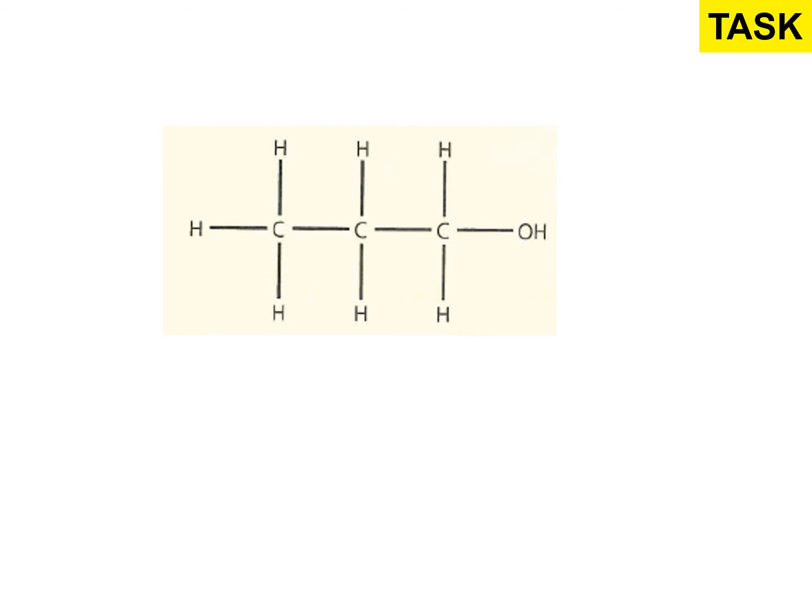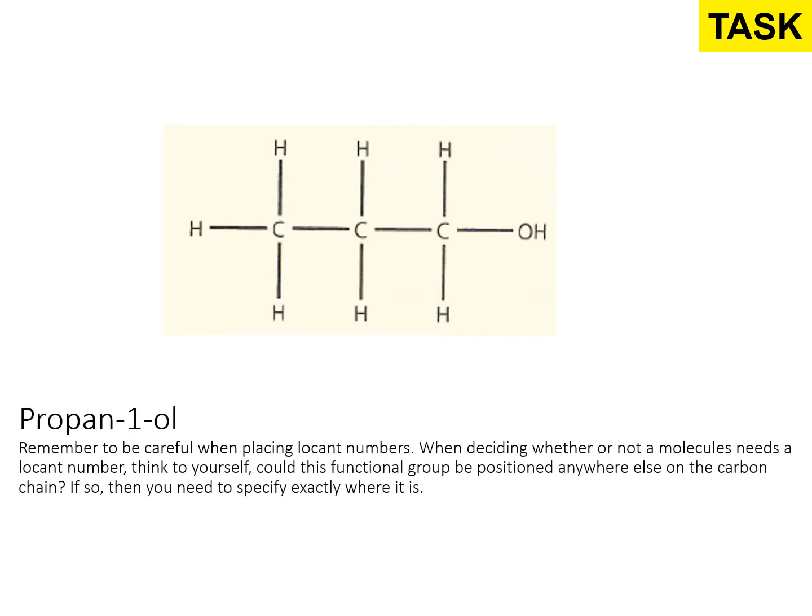Here is an example from GCSE. This is an alcohol. It has 3 carbons in the chain, so meth, eth, prop. So it's going to be propanol, but we need to give more information than that. We need to say where the OH group is. So we need to put in our number, which is propan-1-ol. When we have a letter and then a number, we put a dash between them.